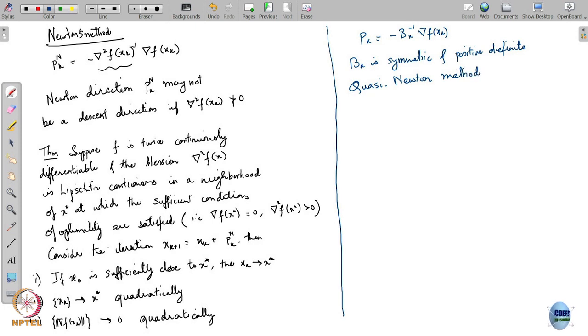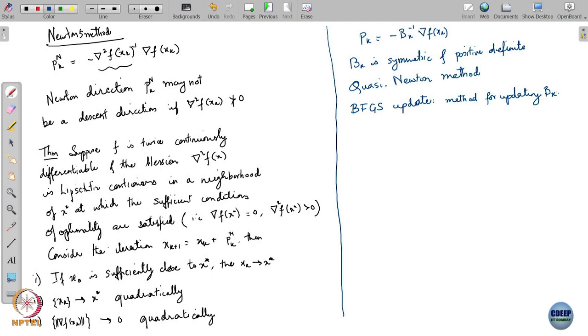Now, what this tends to do is bring you a little bit of information about the curvature, and it also gives you the property of guaranteed descent. The way Bk is obtained is through the past derivatives and past information that you have obtained about the function. There are many different ways of updating this Bk. One of the most popular updates is what is called the BFGS update. We don't have the time to go into all the details. The BFGS is a method for updating Bk.